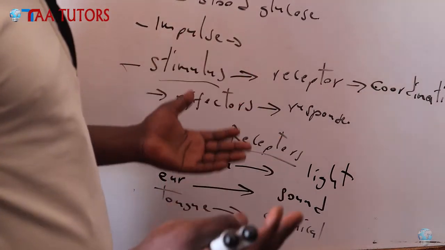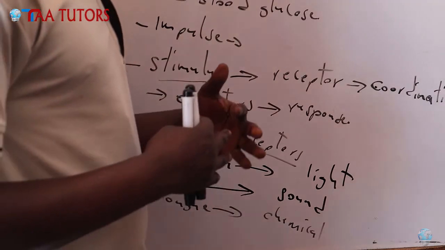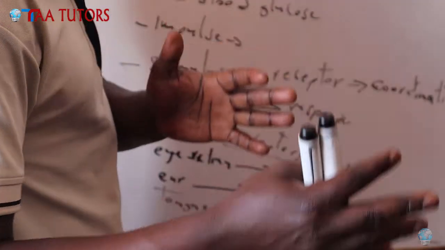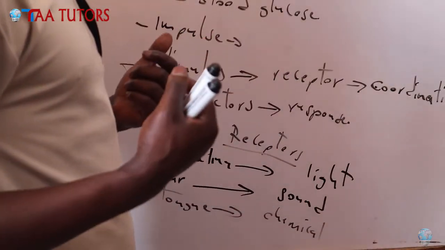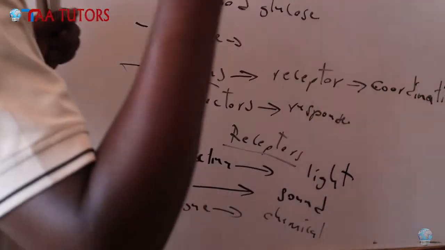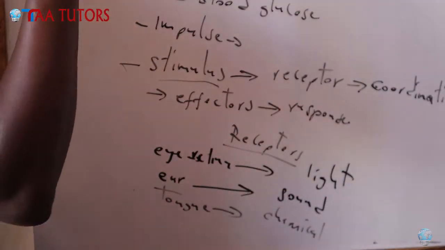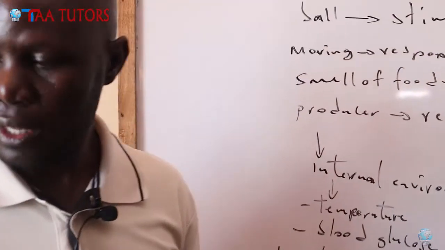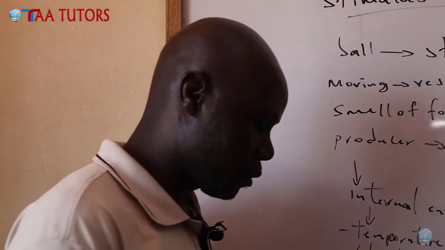So the body has to interpret that very well. We talk about the skin can also receive temperature, so that is the heat energy that we can have in our body. So those are examples of the receptors and the types of energy that we can receive in our body. That is one thing that I really want us to understand and respond to.